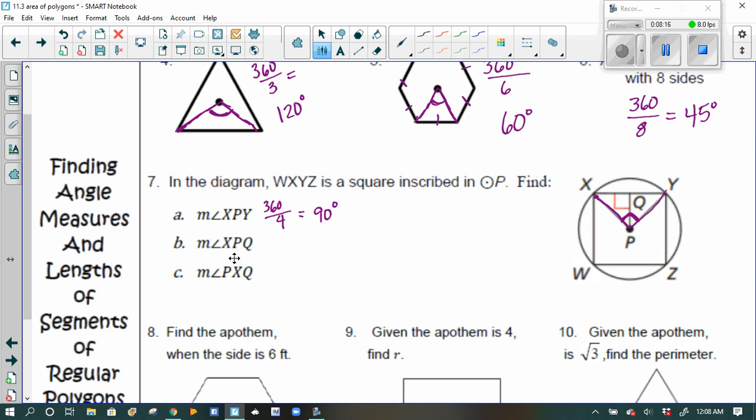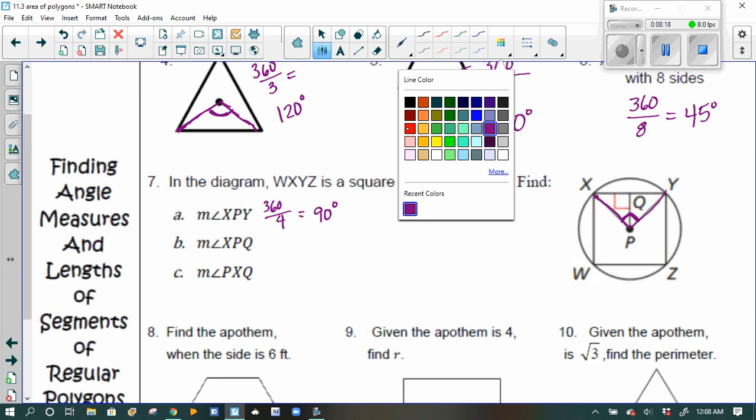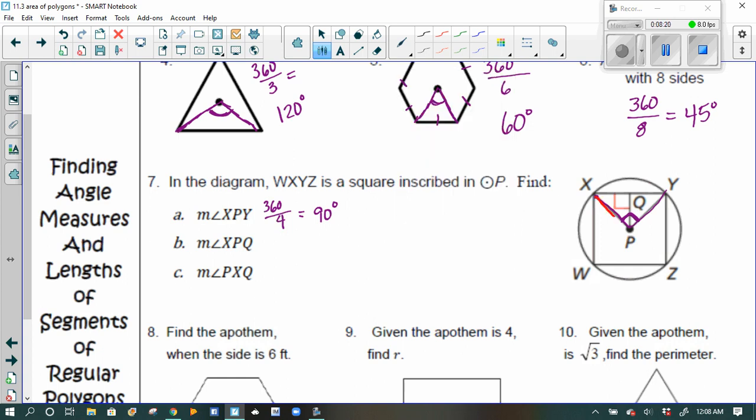And then the measure of XPQ. So let's use a different color here. XPQ would be this angle right here. Well, that's going to be the central angle divided by 2, because your apothem, PQ, splits the central angle in half. So that's going to be 45 degrees.